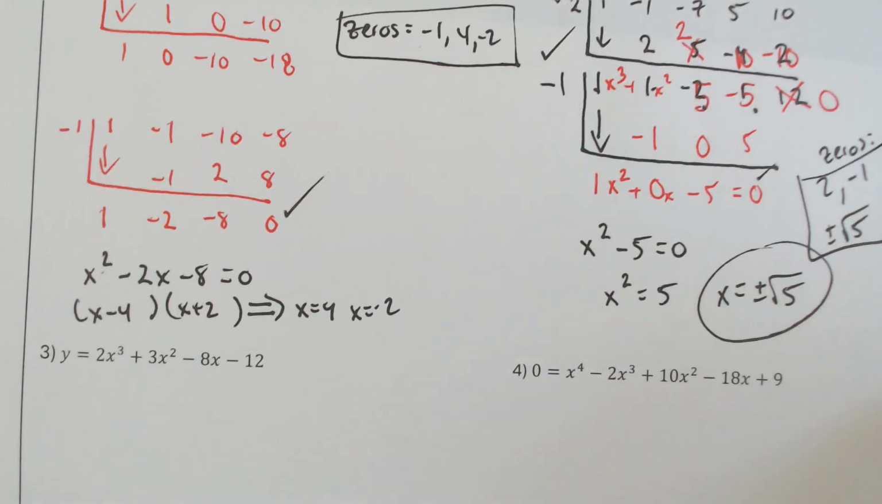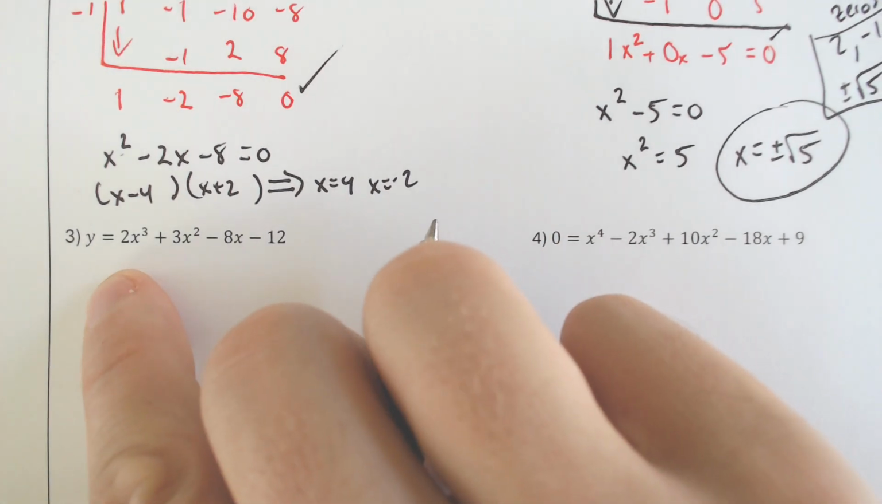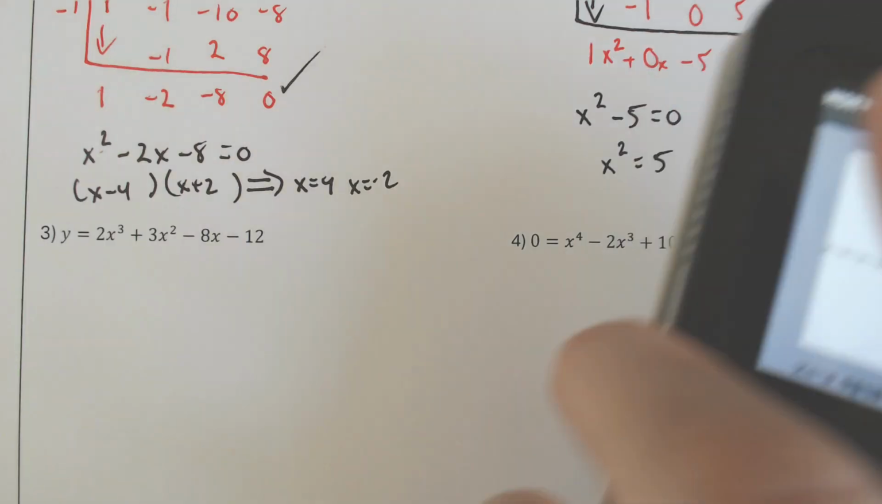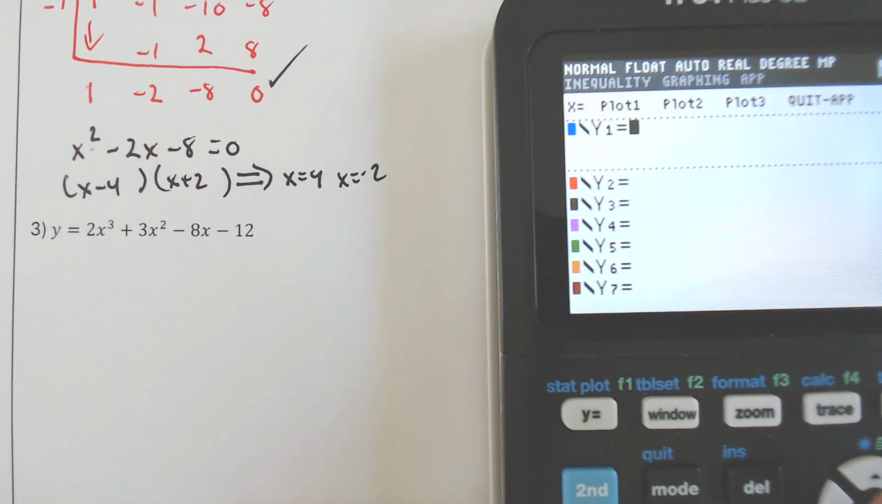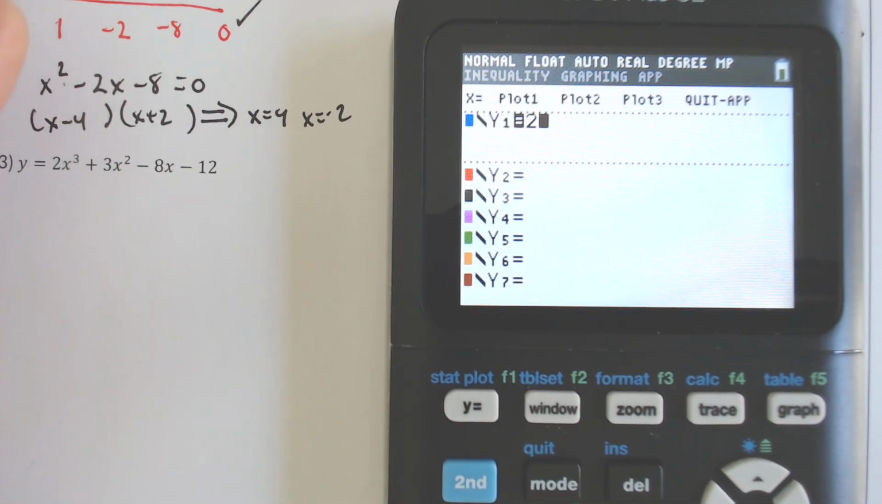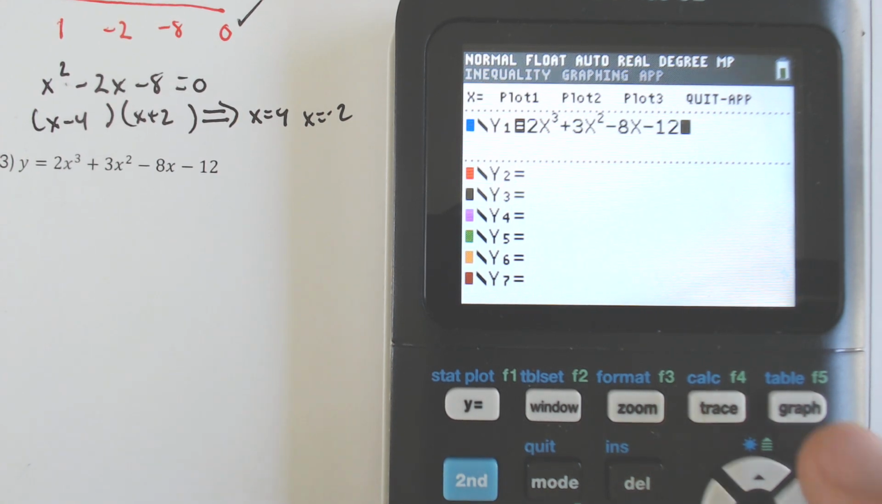All right, let's move right along. This one, we have a 0 that probably will be a fraction if I had to guess. Let's type it in the calculator to see what fraction to maybe guess at first. We got 2x to the 3rd power plus 3x squared minus 8x minus 12. Graph.